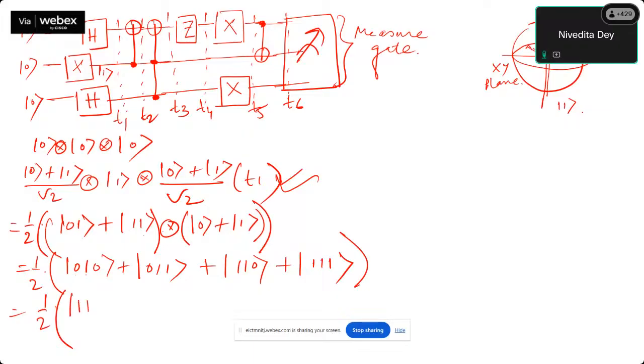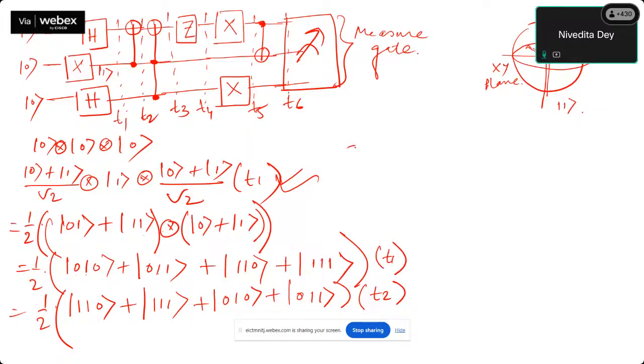So it will be 1 then. Q2 control, Q1 target. This is after T1. Now another one, where Q2 and Q3 both are control, Q1 target. So Q2 and Q3 both are control. So it will be half. Then here nothing will happen because 1 and 0 both are not 1. So we will not be doing anything. So it's 1, 1, 0 only.